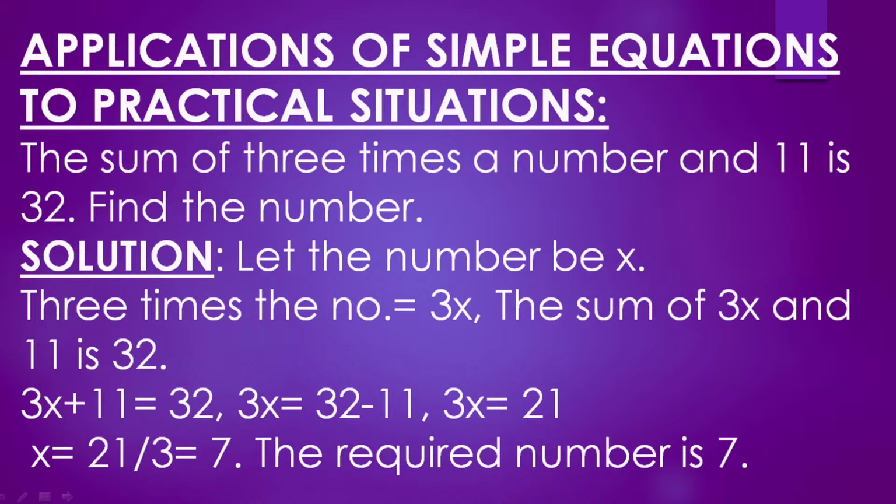Here see, applications of simple equations to practical situations. The sum of 3 times a number and 11 is 32. Find the number. Let the number be x. So 3 times a number is obviously 3 into x. And the sum of 3x and 11 is 32. So shall I write it as 3x plus 11 is equal to 32? Okay. So 3x is equal to 32 minus 11. Why has this become minus 11, Simranji? Because we change the signs. Yes, when 11 goes to the other side, RHS, the sign has to change. Very good observation. 3x is equal to 21. Yes, 32 minus 11 is 21 and x is equal to 21 upon 3, because I have divided by 3 on both sides to get the value of x. Therefore, the required number is 7.